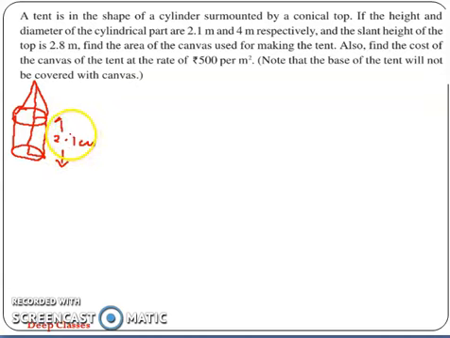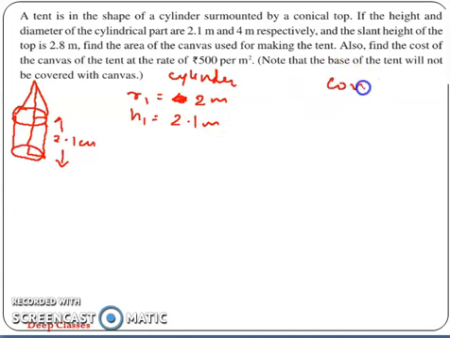and the height, and the diameter is, so I can write here radius r1 is equal to 2 meter, and h1 is equal to, this is for the cylinder, h1 is equal to 2.1 meter. Similarly, for the cone, the slant height of the top is 2.8, so slant height is given, so we can write here L is equal to 2.8, and the radius will be the same because they have the same base.